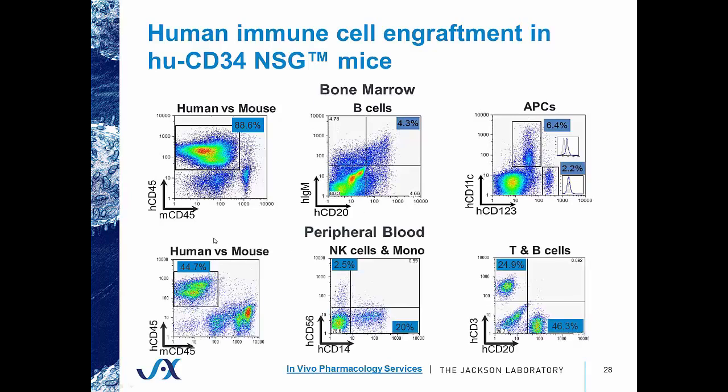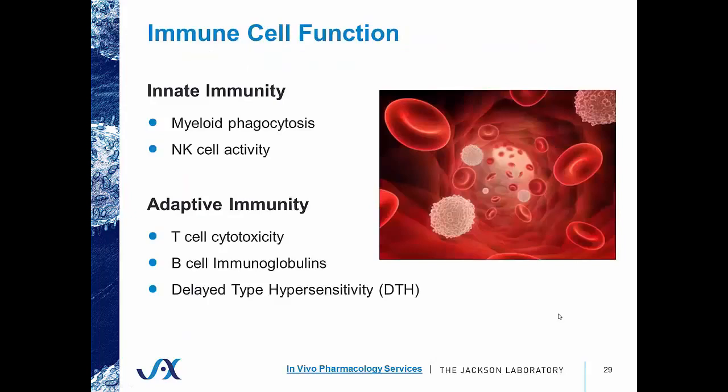When we look in the peripheral blood, again at human CD45 versus mouse CD45, we do again see high levels of human immune cell engraftment, and of those human immune cell populations, we do see natural killer cells as well as monocytes, and finally mature T cells and CD20 positive B cells.